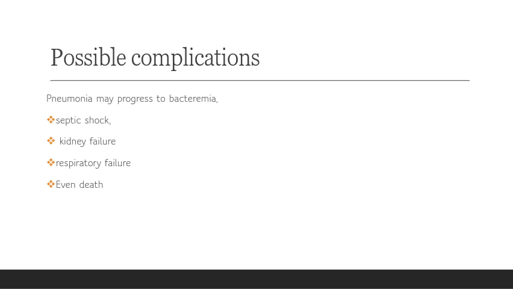Possible complications that can land you in trouble with pneumonia is that it may progress to bacteremia. Bacteremia is when you get bacteria in your bloodstream. It can go away on its own. However, when your immune system is already under attack, it can progress to septic shock, which can be deadly. Septic shock is when your body is so overwhelmed with infection that your organs start to shut down. So, like kidney failure, lung failure, and you can end up on a vent or even possibly die.